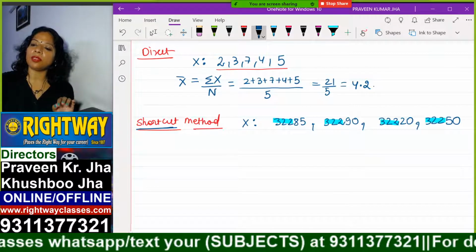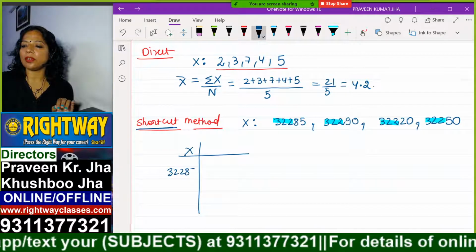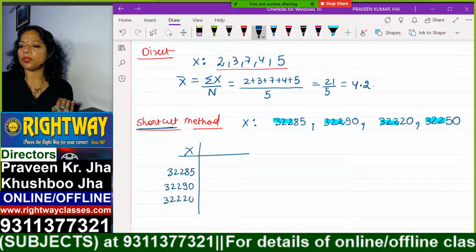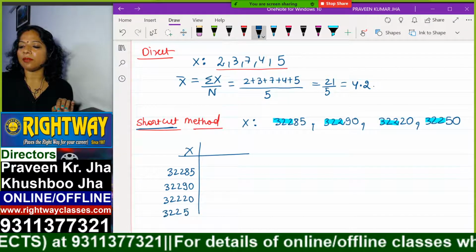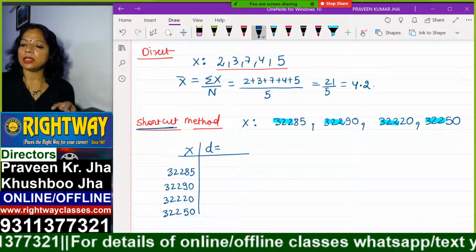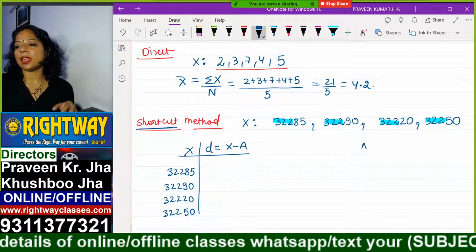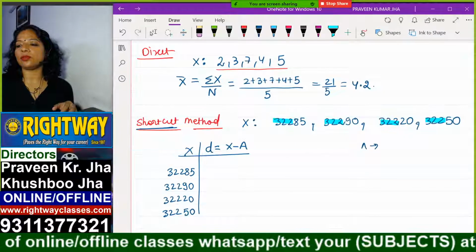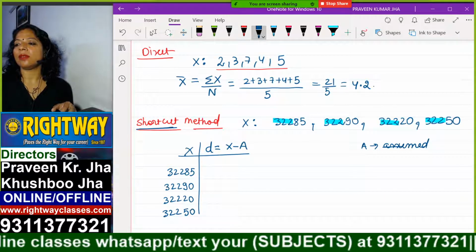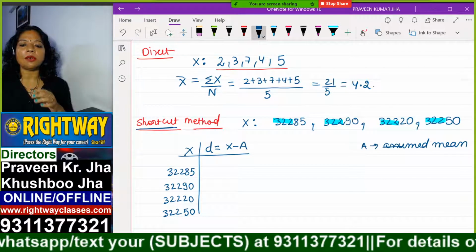Near to each other means we will write down x: 32285, 32290, 32220, 32250, and then a term called deviation d. d is equal to x minus a. And what is a? a is the assumed mean. You can assume any value from the given values.